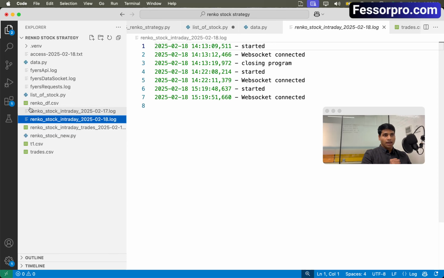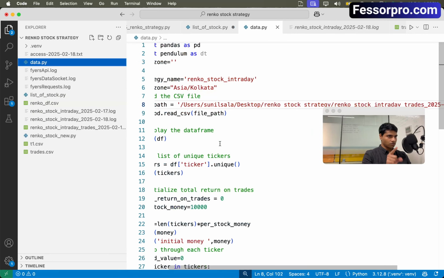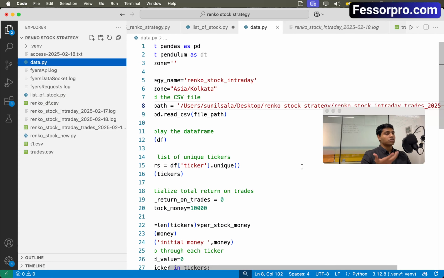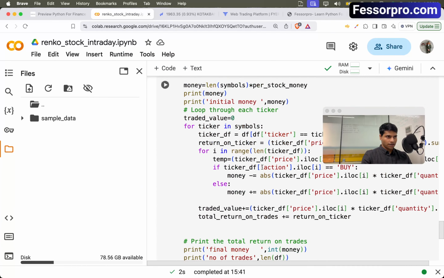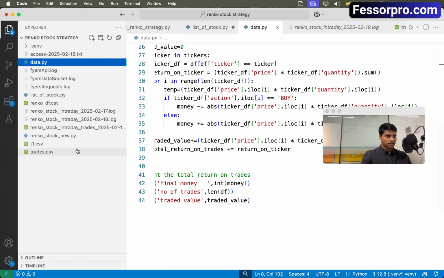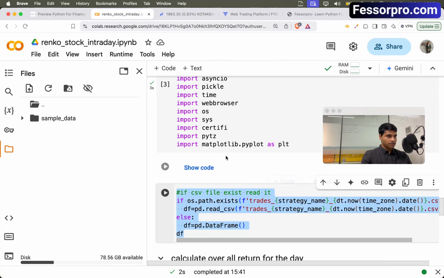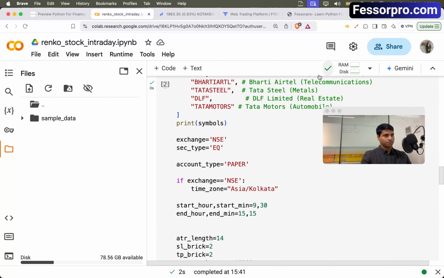I have also provided code which helps you figure out how much profit and loss you have made on that day. I have provided this code at the end. This code shows you the CSV file, and this CSV file will be printed. This is the entire code. If you click on show code, you'll see all the packages that I've imported.